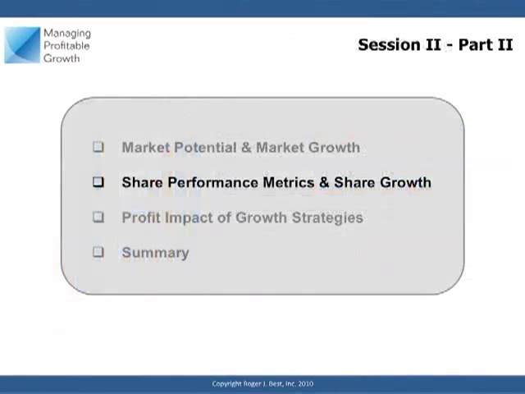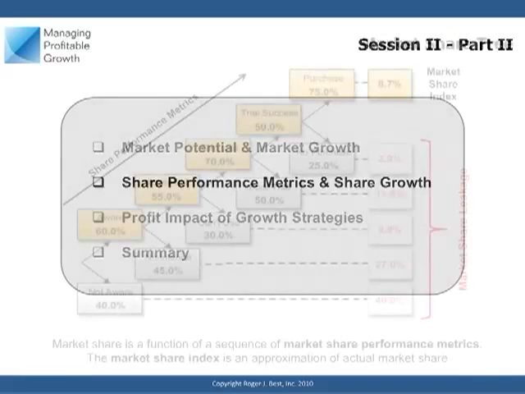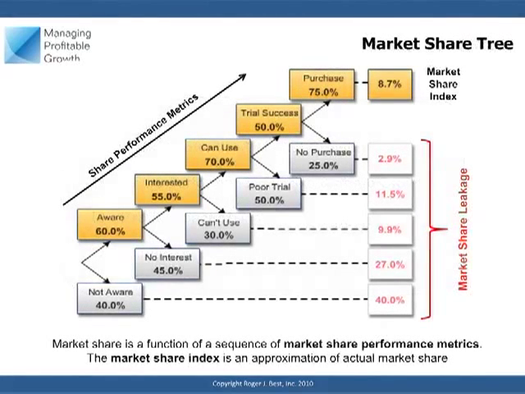In Part 2, we'll examine how share metrics can be measured and managed to achieve actionable market share growth. A share tree is a hierarchy of share performance metrics that perform sequentially to create a market share index. In our example, a medical device with a 60% market awareness has a share leakage of 40% based on those who are unaware of this product.